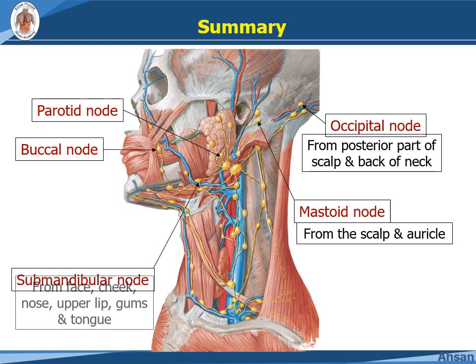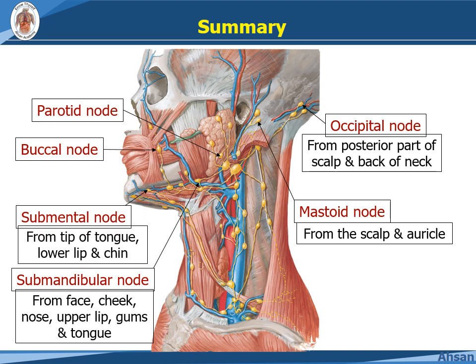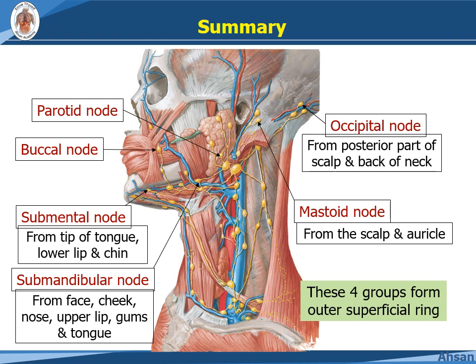Submandibular group of lymph nodes. This accepts lymph from the face, cheek, nose, upper lip, gum, and the tongue. Then the submental group of lymph nodes carries lymph from the tip of the tongue, lower lip, and nearby chin areas. These four groups are arranged in a linear fashion at the junction in the superficial region. Let me show it by a black dotted line. So this is the outer ring formed in the superficial area.